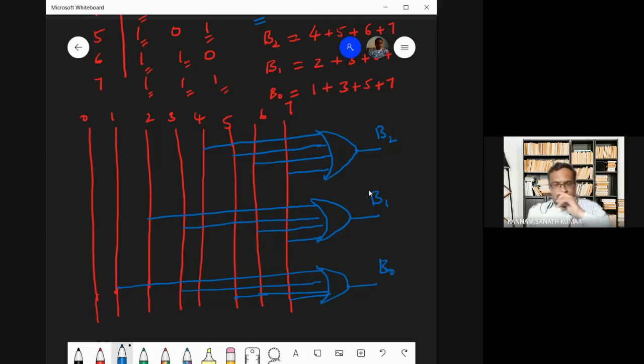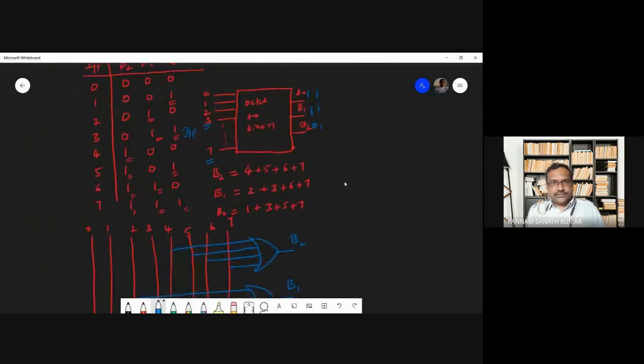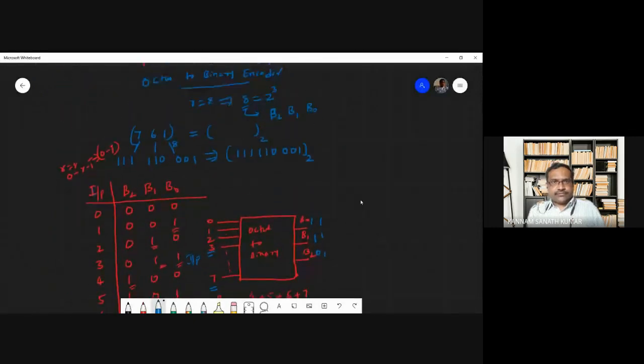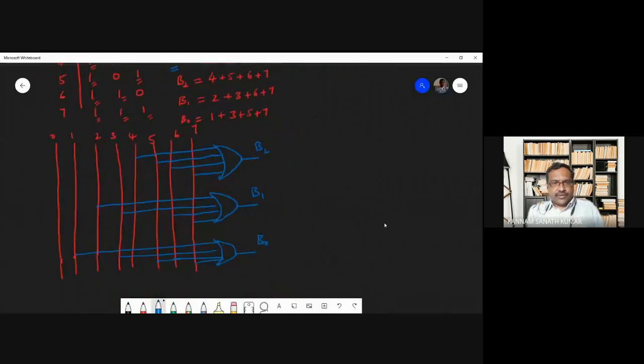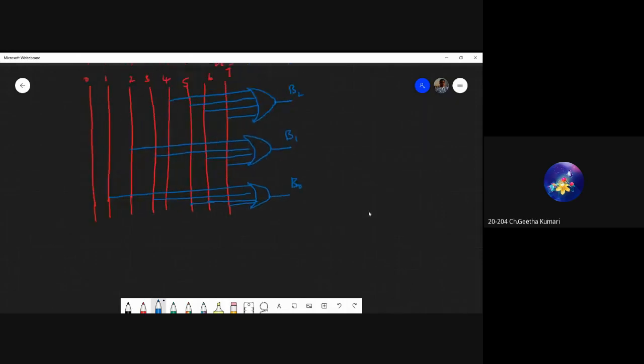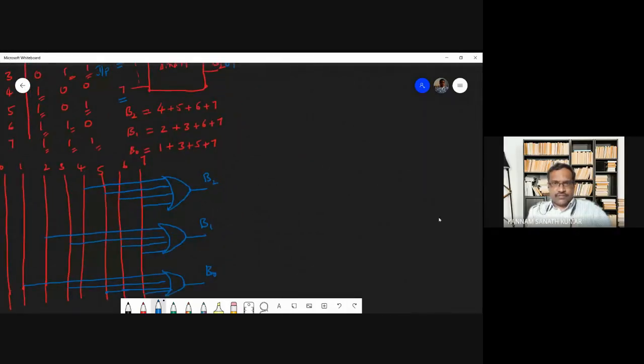So like this, you have to draw the octal to binary encoder. Is it fine? Any doubts in this? Octal to binary encoder, it's simple. Sir, once explain that conversion, octal to binary. Conversion you want? Okay, I will take one more example and explain.